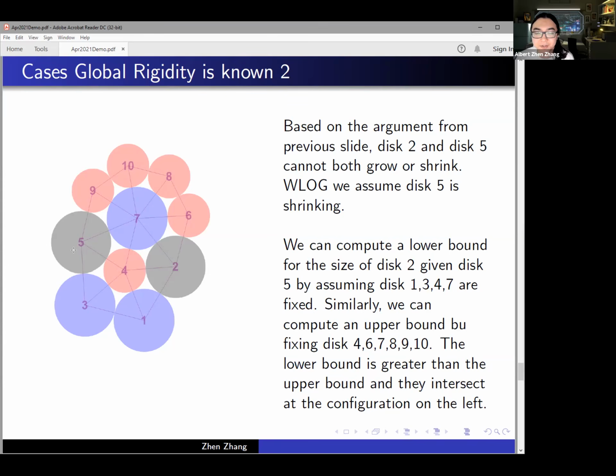And the interesting part is if you align the two curves together, the lower bound is higher than the upper bound unless 2 and 5 are equal. So that says actually 5 cannot shrink at all. Because if it shrinks, then the possible 2's lower bound is higher than the upper bound. So that gives a global statement for this packing.